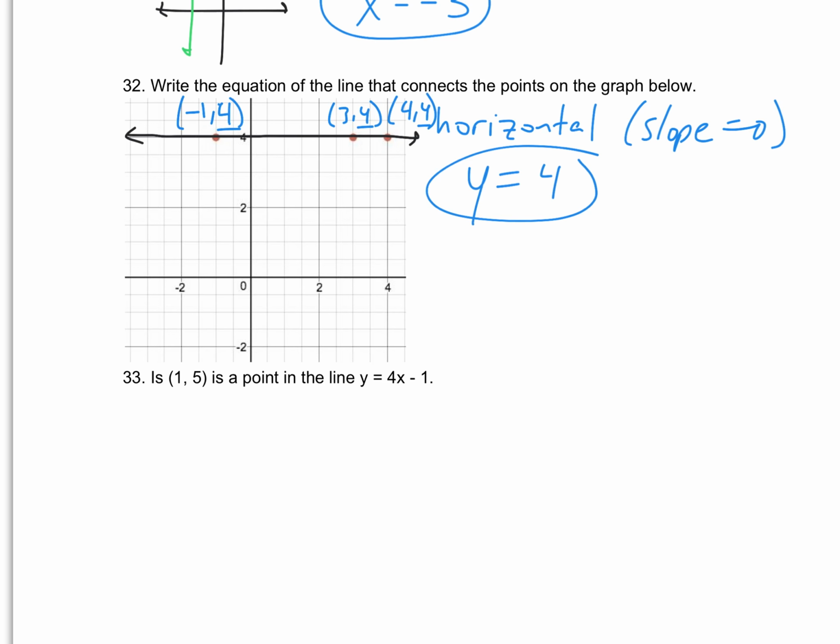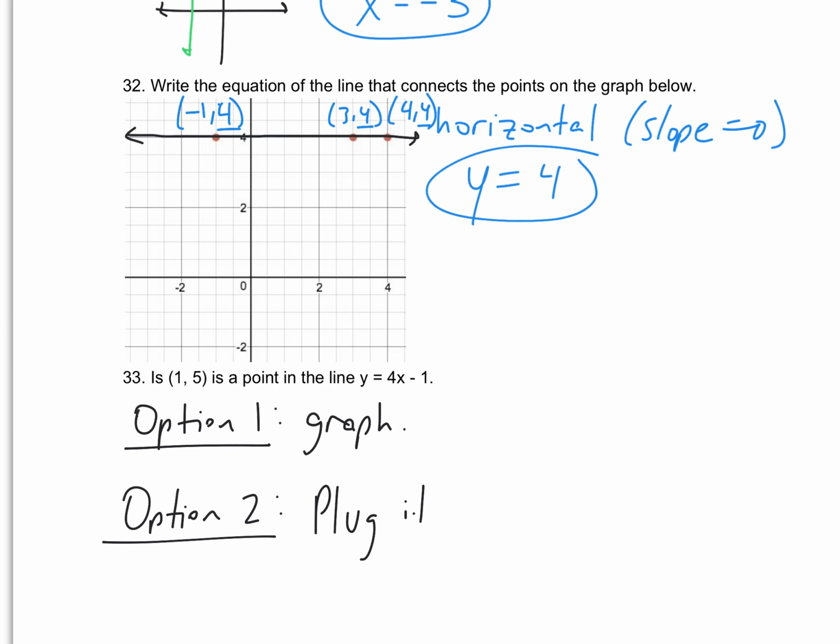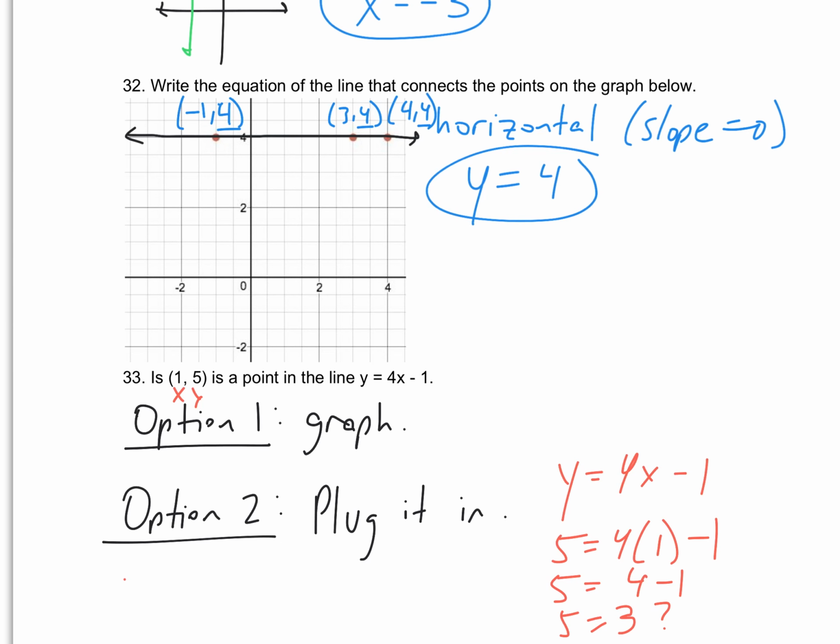Last one on here. We've got a point 1, 5. Is it a point on this line? So you've got options here. Option 1, graph it. Well, I don't have a graph pulled up, so I'm going to go ahead with option 2. Plug it in to see if it's true. So if it's y equals 4x minus 1, that means x is 1, y is 5. So 5 equals 4 minus 1. Is that true? Does 5 equal 3? No. So this is not a point. We're going to say no, not a point on this line.